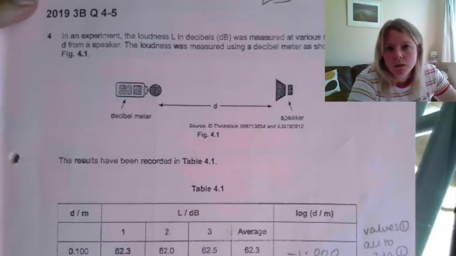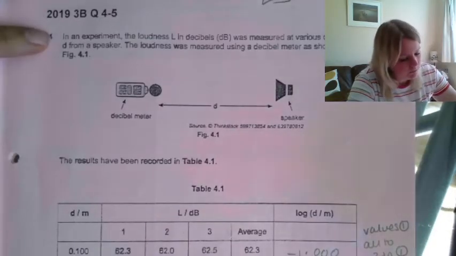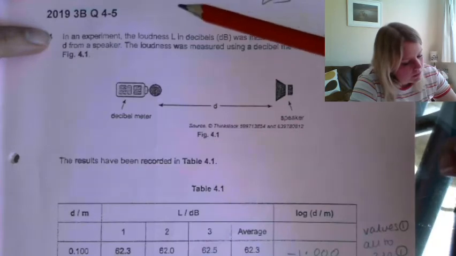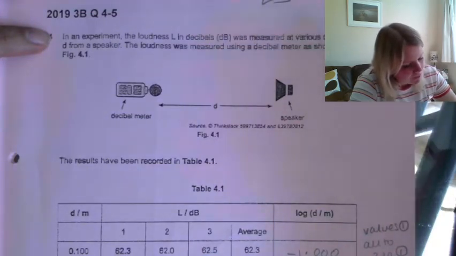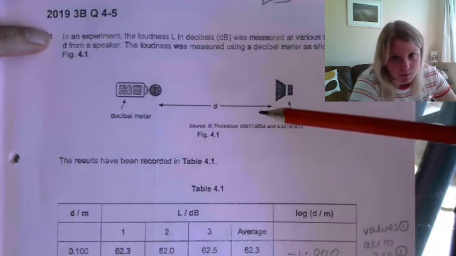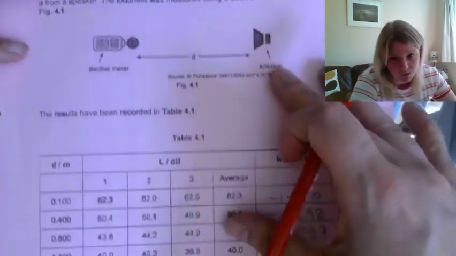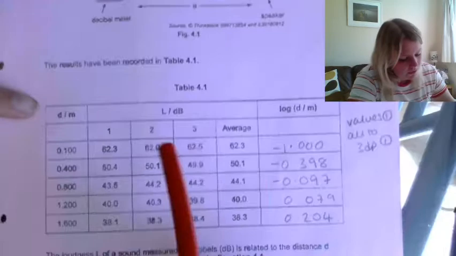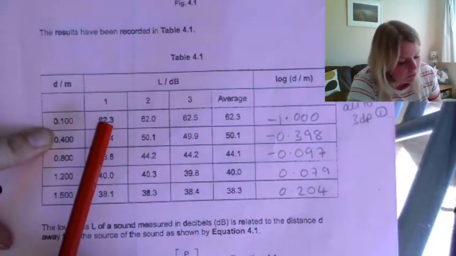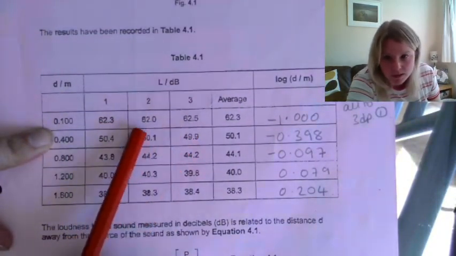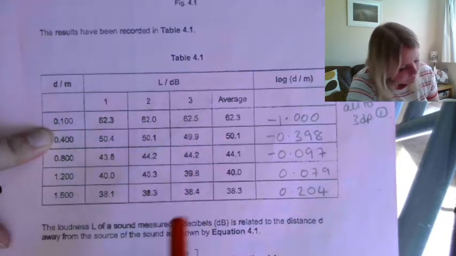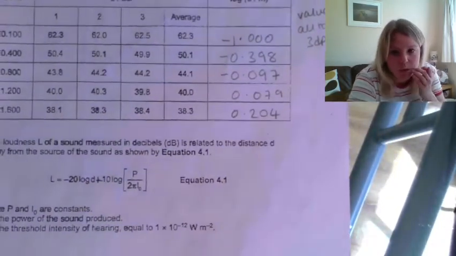Okay. Right, question 4. So the loudness in decibels was measured at various distances D from a speaker. The loudness was measured using a decibel meter, just shown here. There's the results. So at a distance of 0.1, the loudness was measured at these 3 separate times, and then that's the average. Then it gives you the equation.